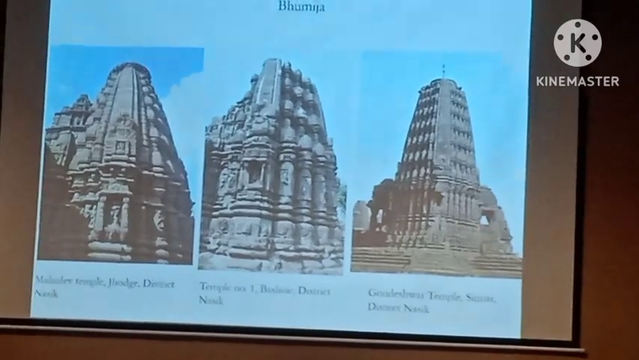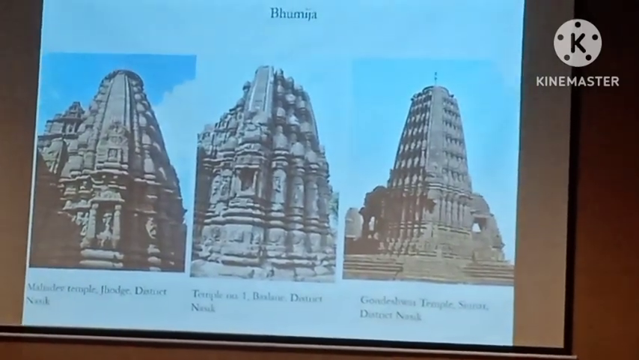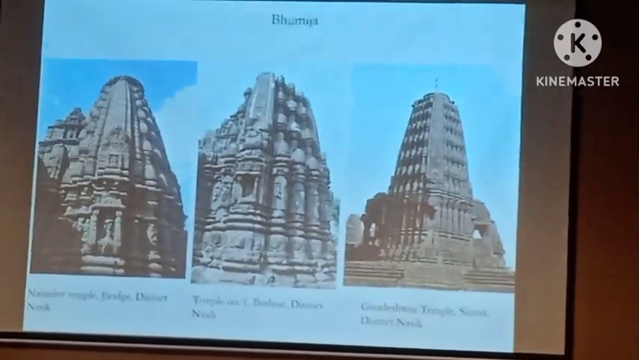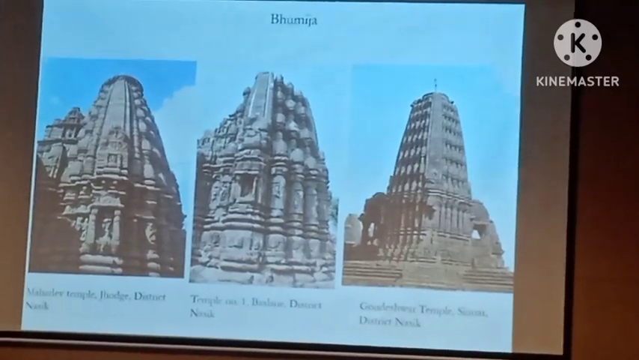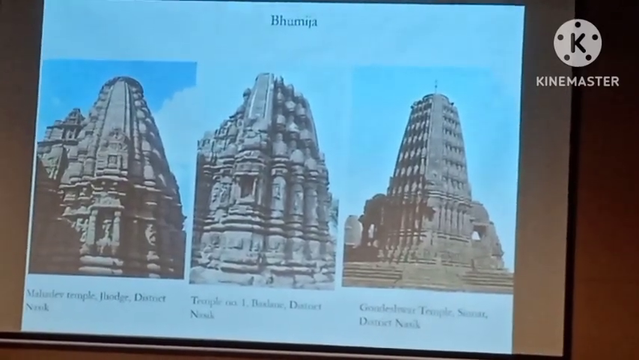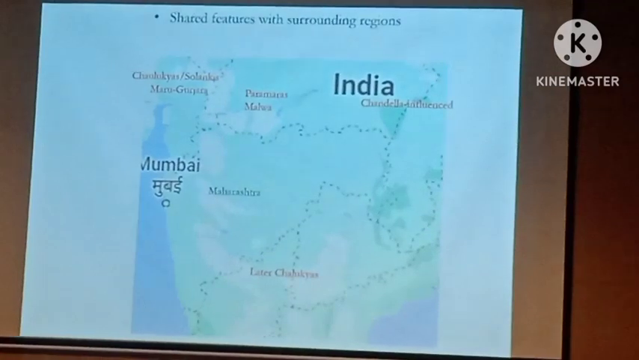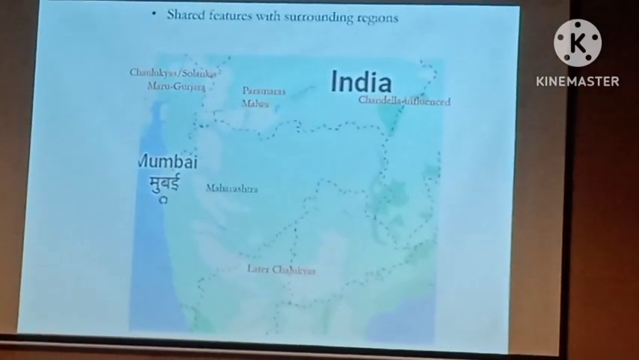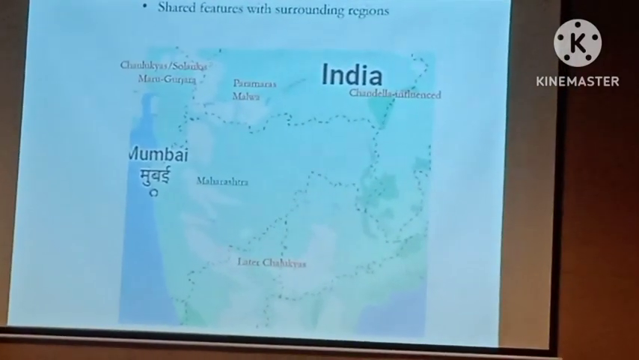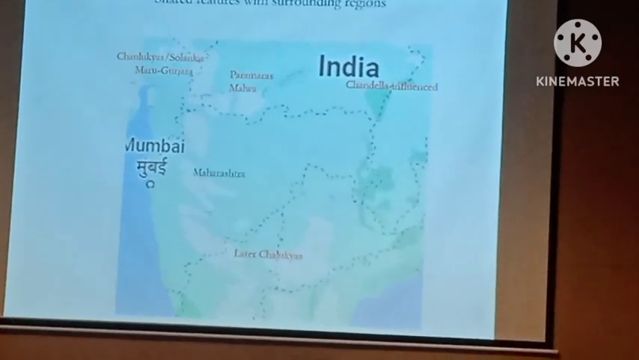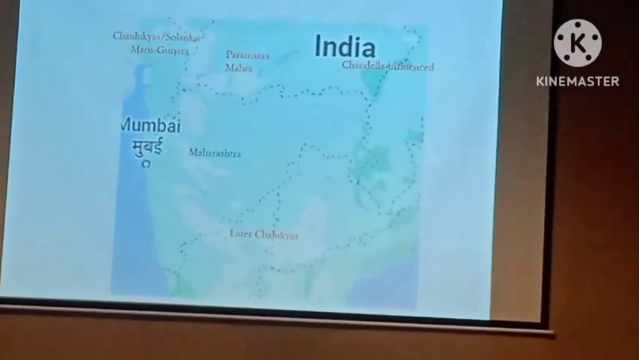So this is the speciality of the temples in Maharashtra, that they are not sticking to one particular form. They keep on experimenting with forms of the temples. And another feature is that because they are at crossroads, they share features with the surrounding regions, especially the border regions have features similar to the surrounding region.